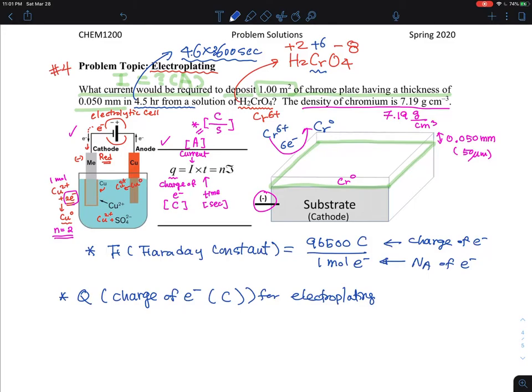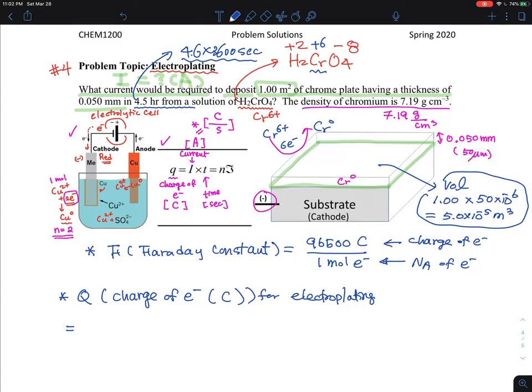Okay, so then we start from here because we know the volume. So what is the volume here? This volume is 1.00 square meter times 50 times 10 to the minus 6. So that's 5.0 times 10 to the minus 5 square meter. Okay, so that's my volume.